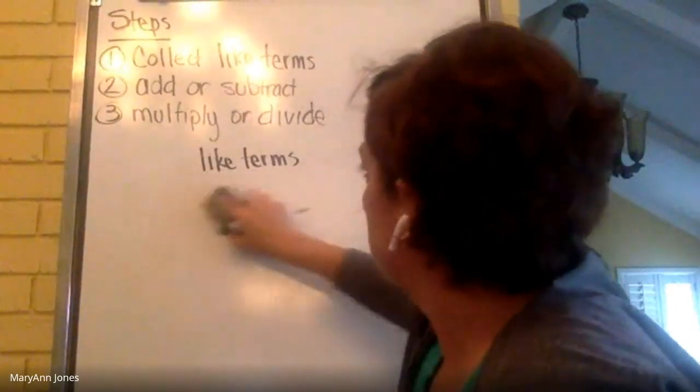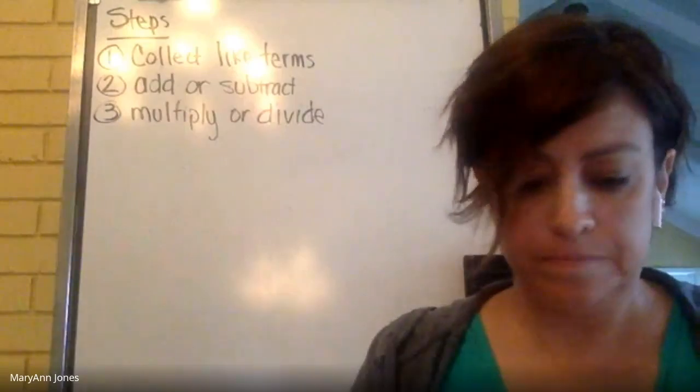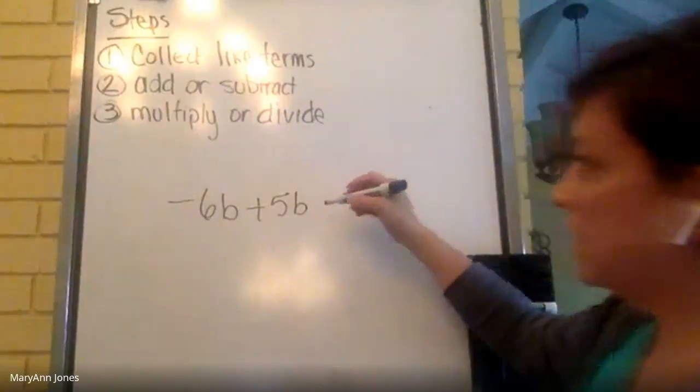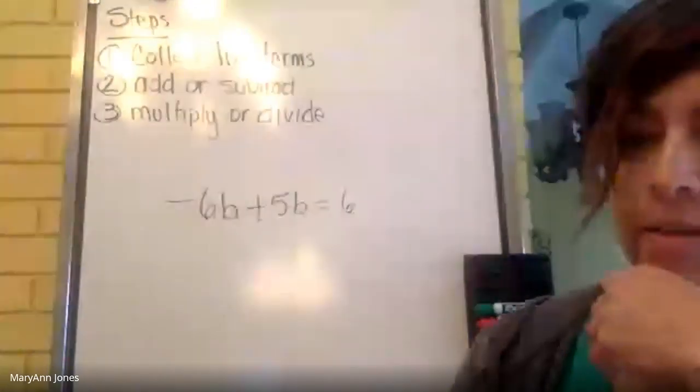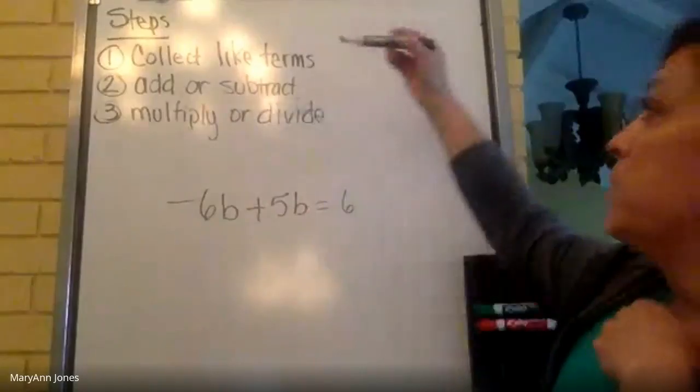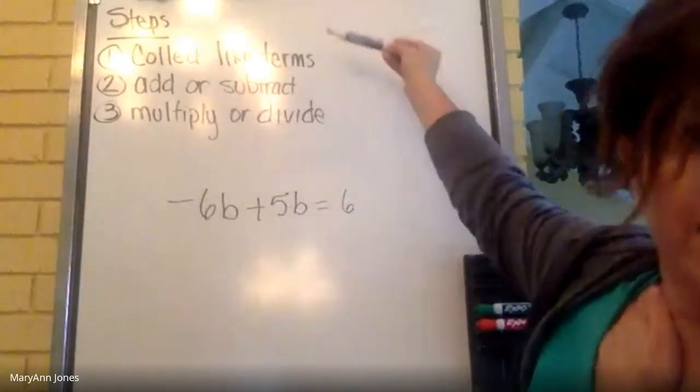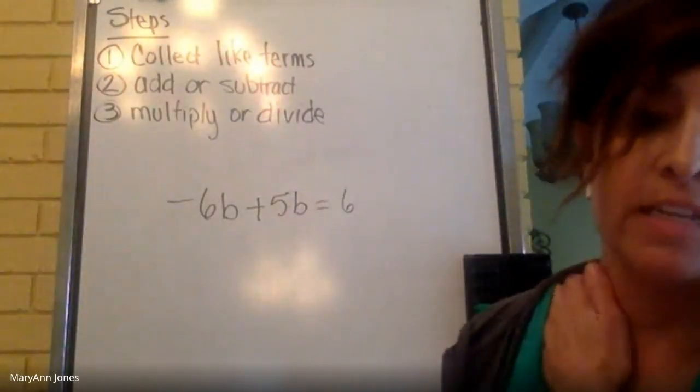So let's take a look at our first equation. It says negative 6b plus 5b equals 6. And our goal is to isolate the variable, right? The letter b. So our first step is to see if you can collect any like terms. So see if you can collect any like terms.